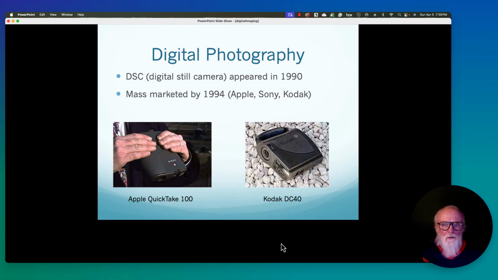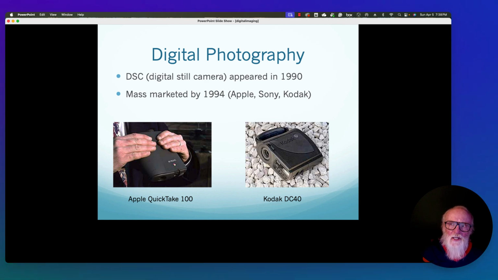Well, welcome back. We're going to continue talking about digital imaging. In this photo, you'll see two early pioneers here. The Kodak DC-40 on the right, and on the left is the Apple QuickTake 100. These were two of the first, they weren't necessarily the first, but they were two of the first digital cameras that were marketed, starting in the early 90s, around 1994.